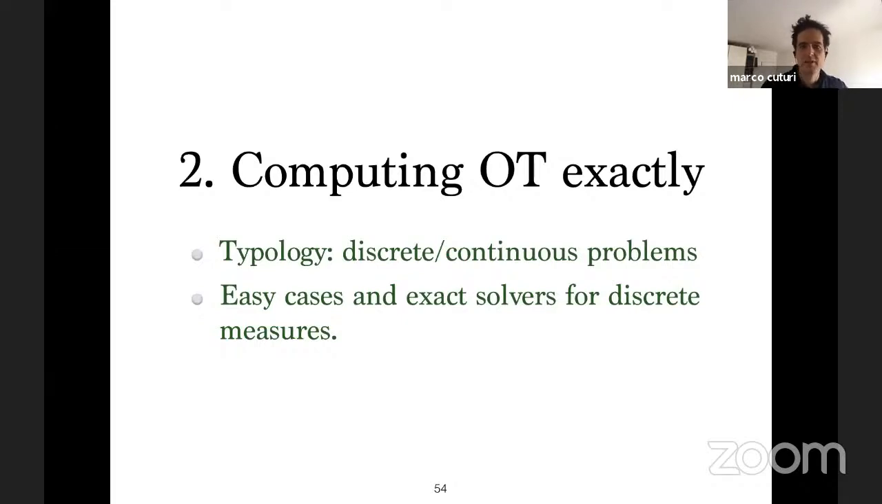So the first part will be about computing optimal transport exactly. And this includes basically cases where there are closed form solutions. Then I will describe the more generic solvers to solve optimal transport when you use them on discrete measures. There is data, real data, not just densities. And I will show that there are a few issues there. And this will provide the transition to the third part of the talk, which will be about regularization.